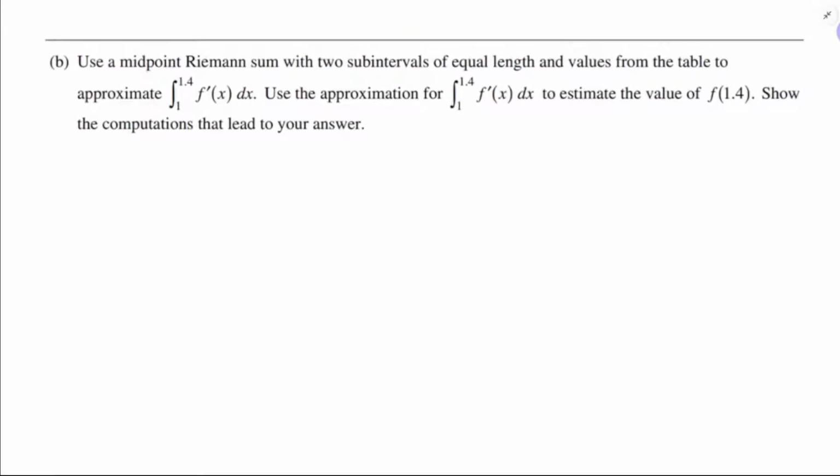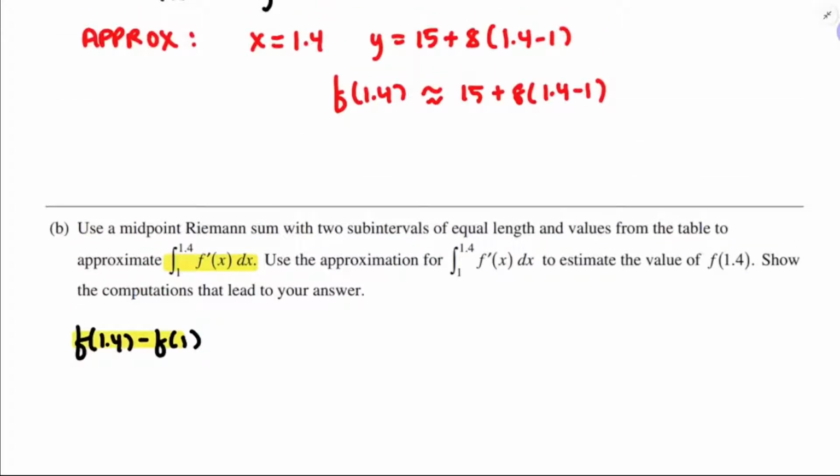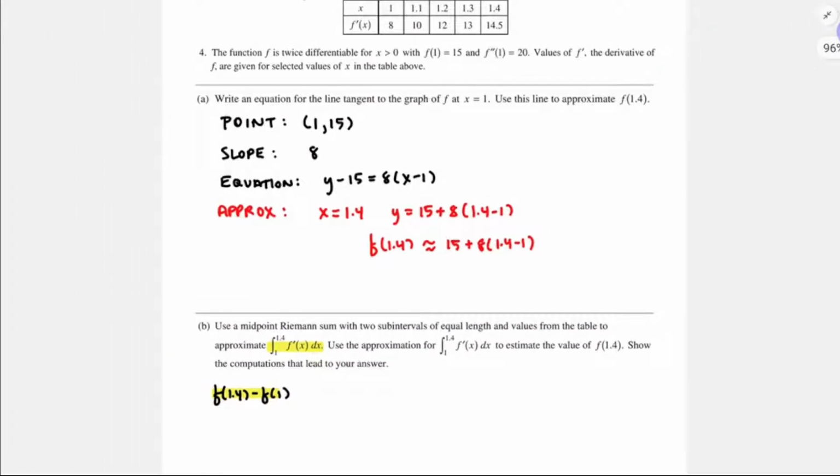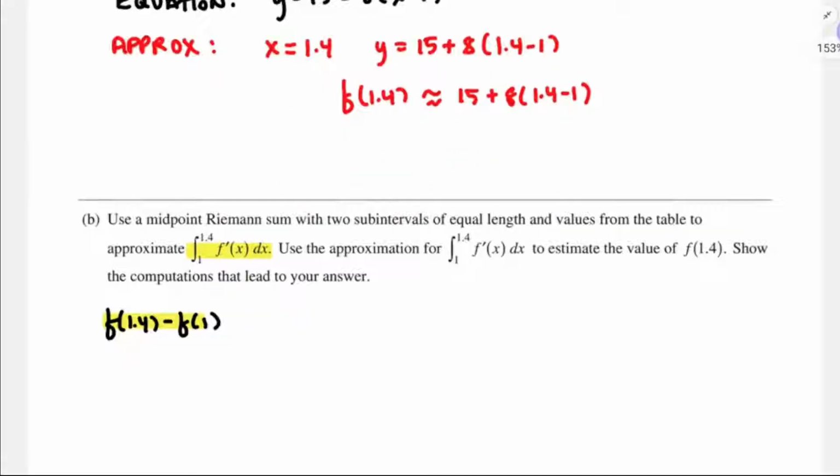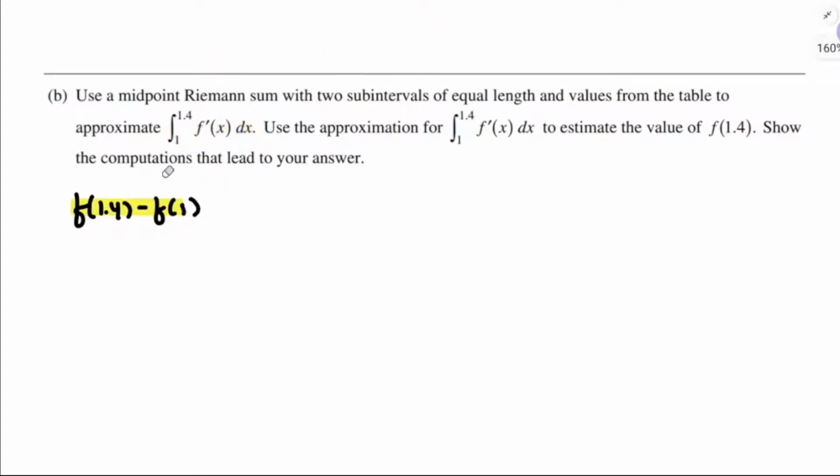All right, now we're going to use a midpoint Riemann sum with 2 subintervals of equal length and values from the table to approximate this integral. Okay, now the first thing I'm going to say is, I kind of want to just use the fundamental theorem on this. Say, okay, I know an antiderivative for f prime. That would be f, just plug in the bounds, f of 1.4 minus f of 1. And we know f of 1, but we don't know f of 1.4. So that's not going to be a good technique for us. That's why we have to use the midpoint Riemann sum. And I guess we don't have to use a midpoint Riemann sum, but they specified, so that's what we're going to do.